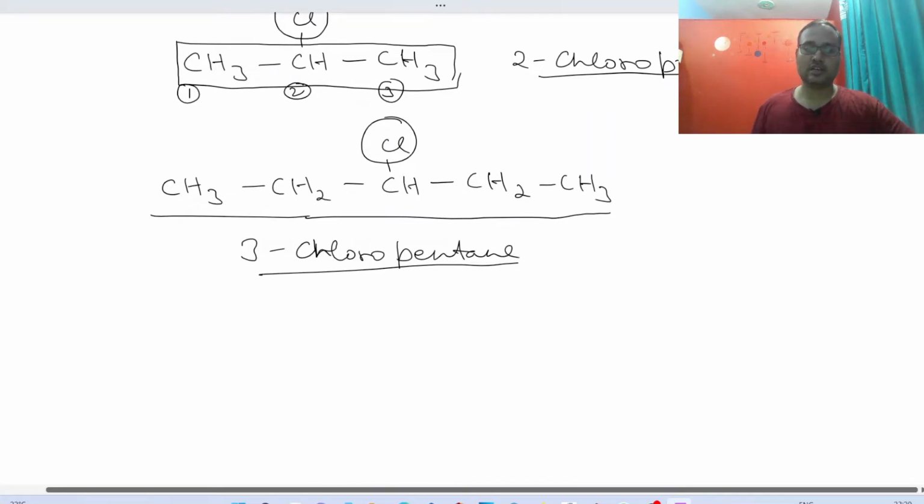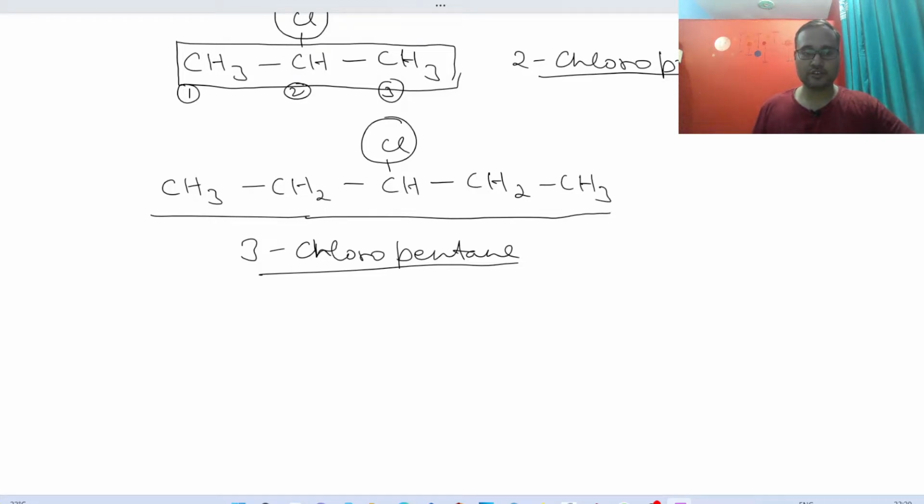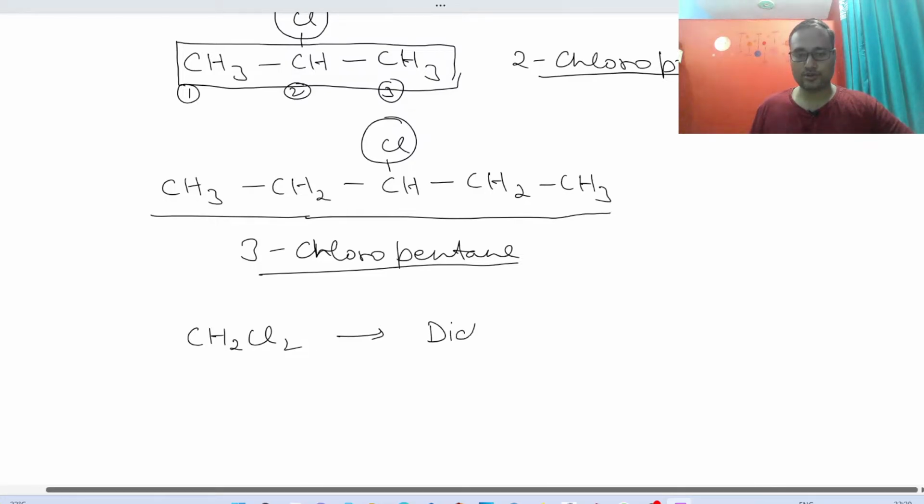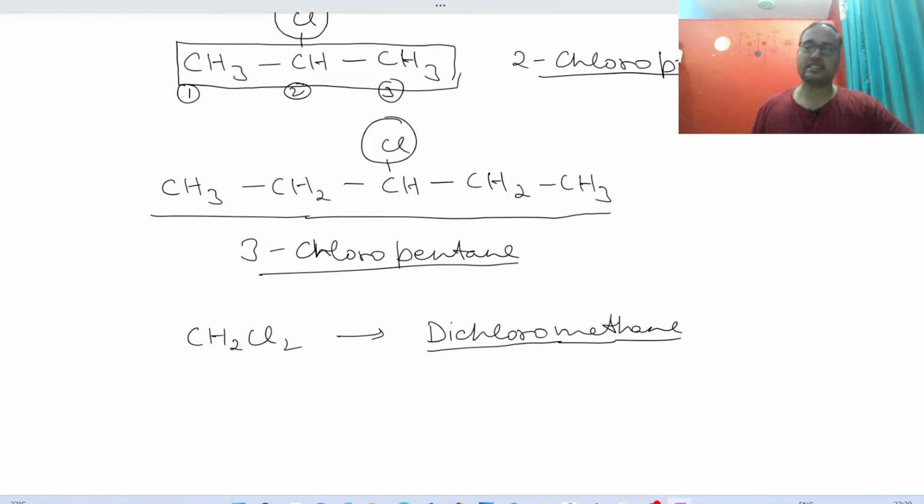Fine. And sometimes the question arises in the mind of the student, what are we going to do if we have two halogen atoms? Let us start with a very simple compound, that is CH2Cl2. Then we can write its name as dichloromethane. Dichloro is written for the two chlorine atoms. Meth is written as the word root and ane as the suffix.